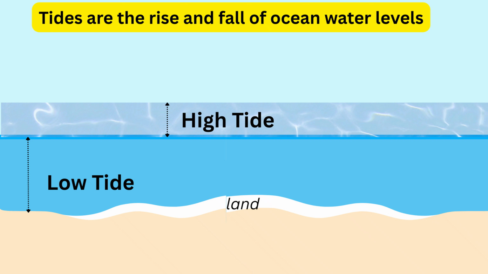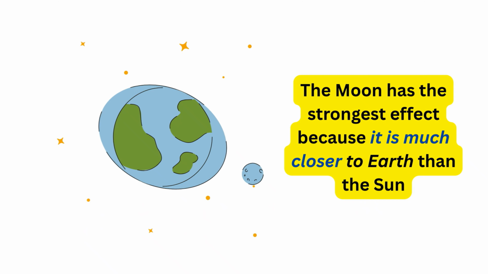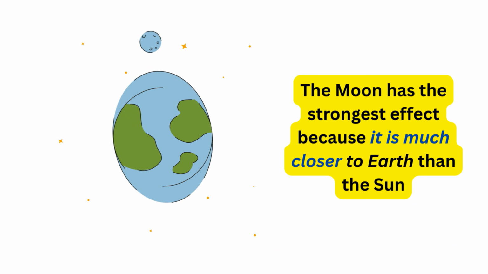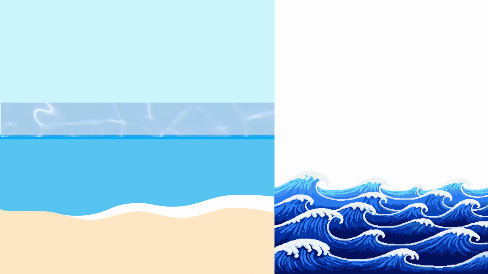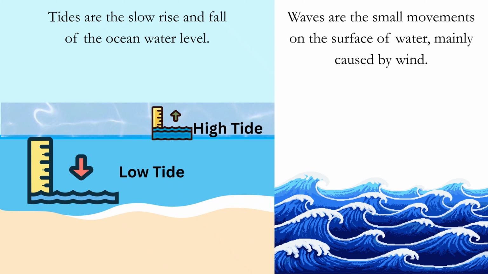Tides are the rise and fall of ocean water levels, mainly caused by the gravitational pull of the moon and the sun on Earth's oceans. The moon has the strongest effect because it is much closer to Earth than the sun. Many people confuse tides with waves, but they are very different. Tides are the slow rise and fall of the ocean water level, whereas waves are the small movements on the surface of water, mainly caused by wind. Now, let's get back to the tide.